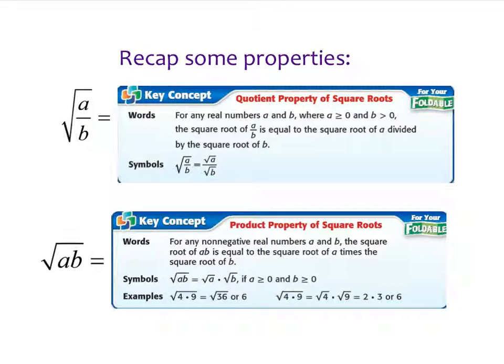All right, here are a couple properties that I've pulled right from your textbook if you wanted to look at these some more. Again, this is just breaking down: the square root of a over b can be broken down into the square root of a over square root of b. And then the second property is the square root of ab can break down into square root of a times the square root of b. So feel free to look through these properties some more if you would like.